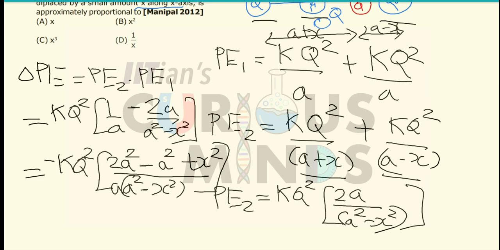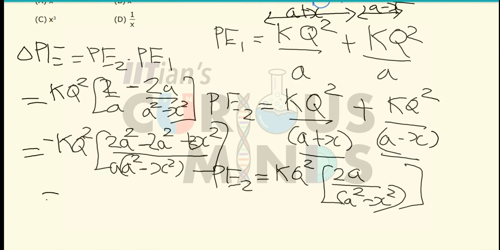When I cross multiply this part, 2 times a squared minus a squared plus x squared gives 2 times a squared minus, plus 2x squared. So when I subtract this part, the 2a squared terms get cancelled out. So it will be equal to minus kq squared into 2x squared divided by a into a squared minus x squared.